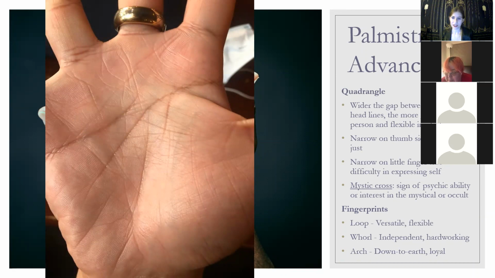Fingerprints, I just want to give you the very basic guidance. A loop is the most common fingerprint. It's an indication of someone who's versatile and flexible. A whorl is someone who's more independent and hardworking, and this is kind of like a circle whorl. And an arch, which is kind of arching up like that, is more down to earth and loyal. We will get into fingerprints if we do a part 2 of palmistry because there's too much here.